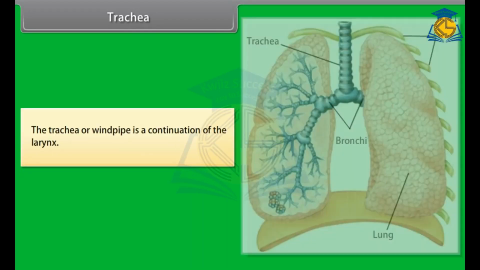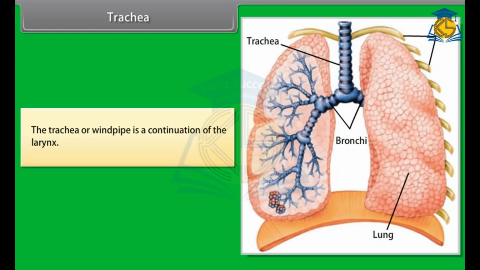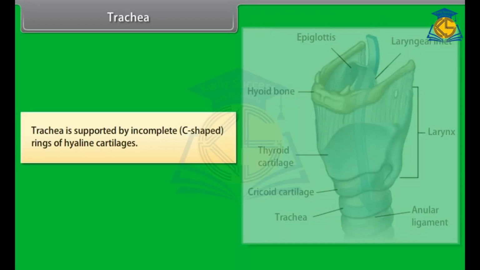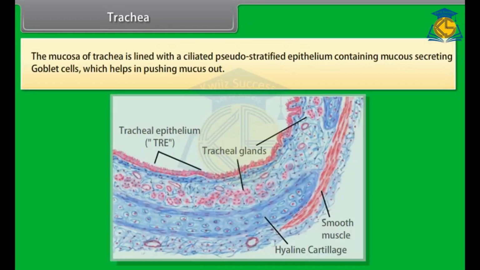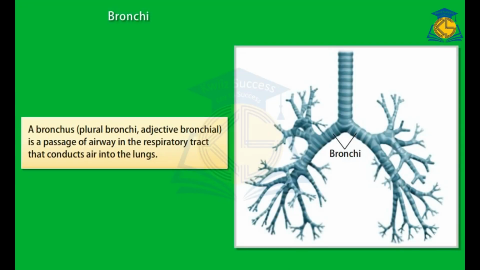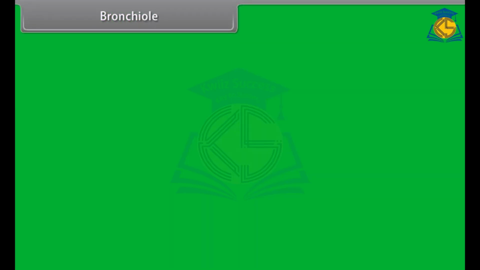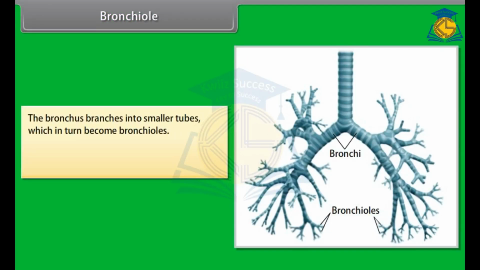Trachea: the trachea or windpipe is a continuation of the larynx. Trachea is supported by incomplete C-shaped rings of hyaline cartilages. The mucosa of trachea is lined with a ciliated pseudo-stratified epithelium containing mucus-secreting goblet cells, which help in pushing mucus out. Bronchi: a bronchus, plural bronchi, adjective bronchial, is a passage of airway in the respiratory tract that conducts air into the lungs. Bronchiole: the bronchus branches into smaller tubes, which in turn become bronchioles.